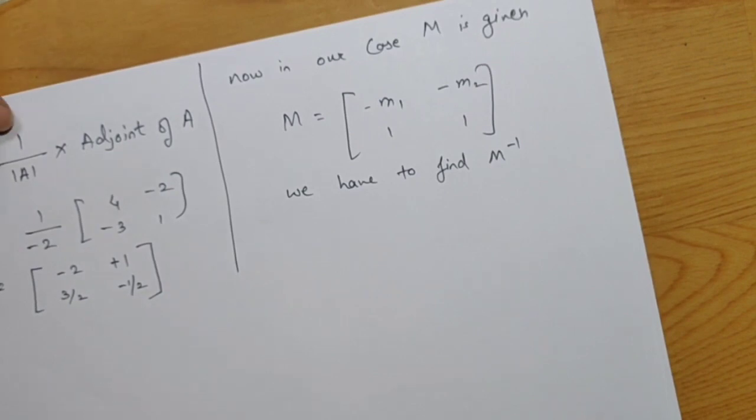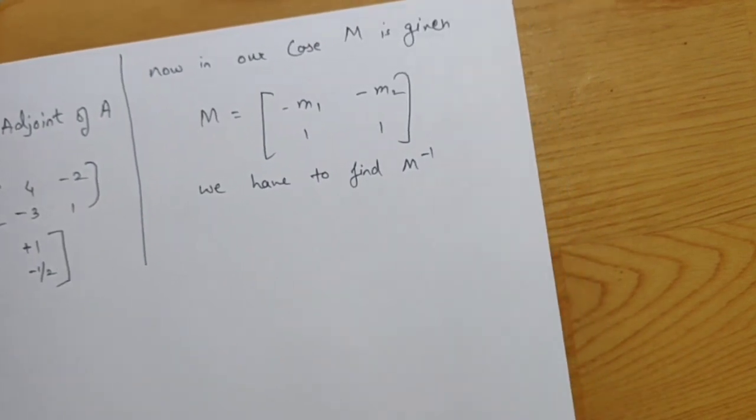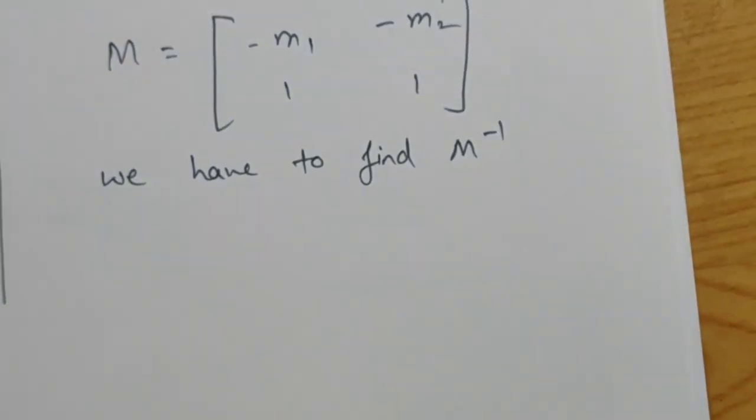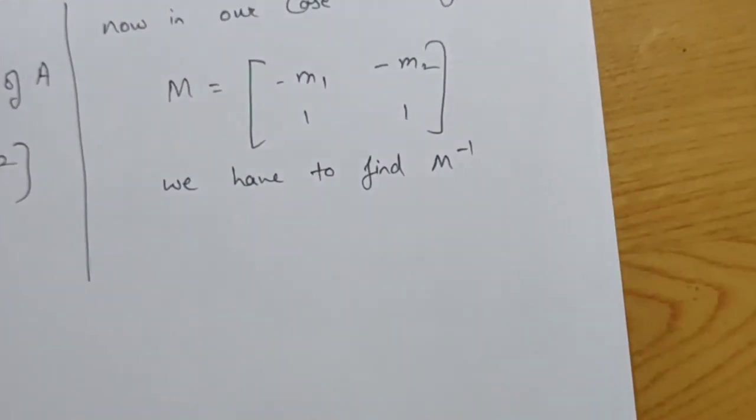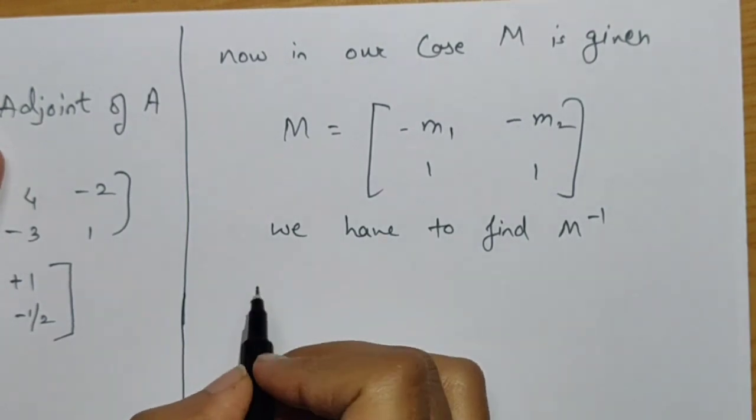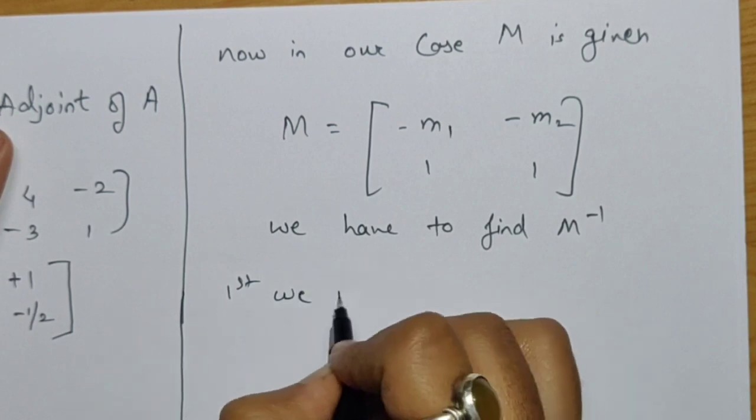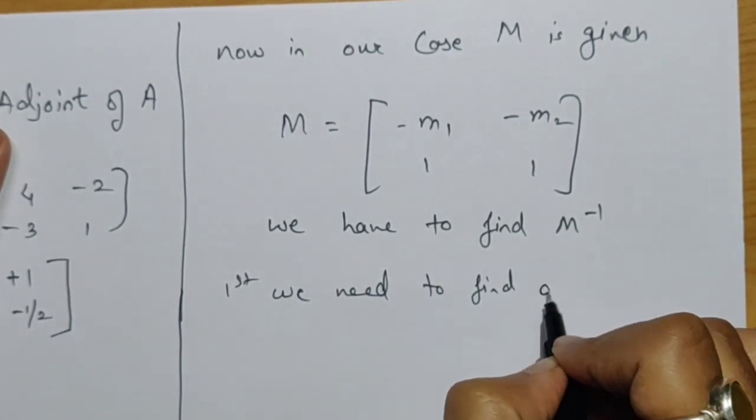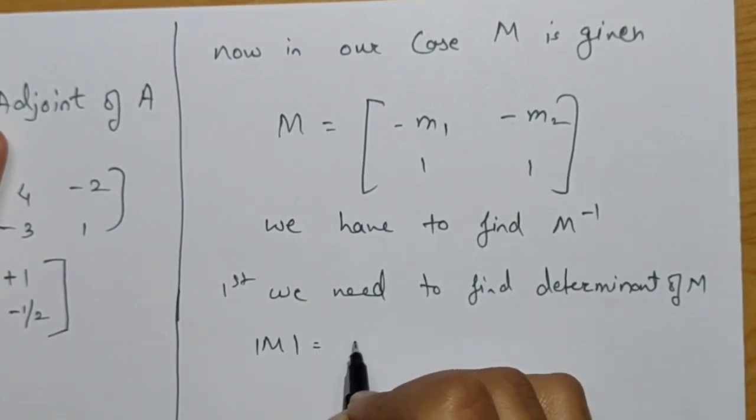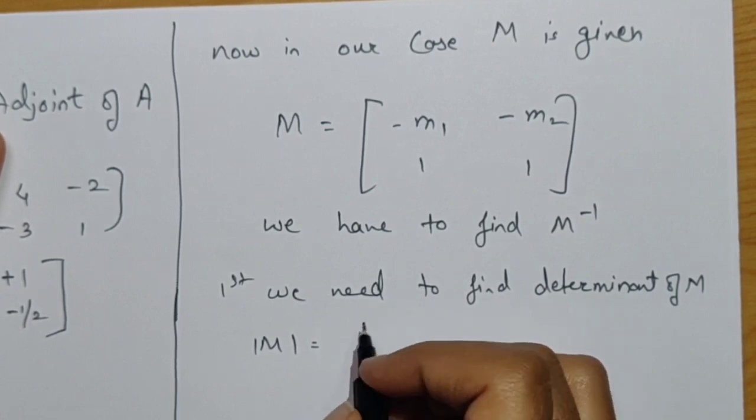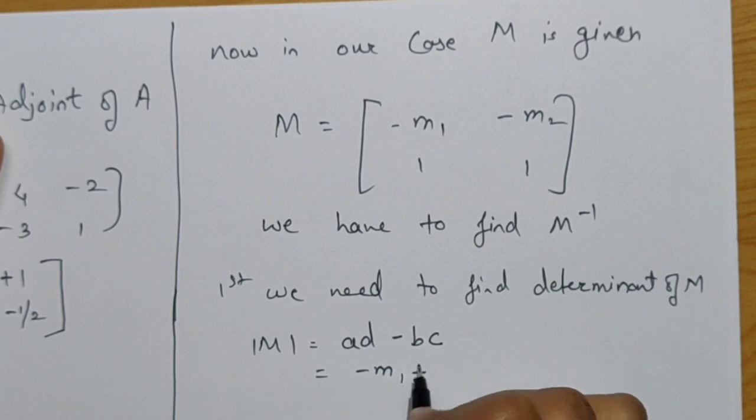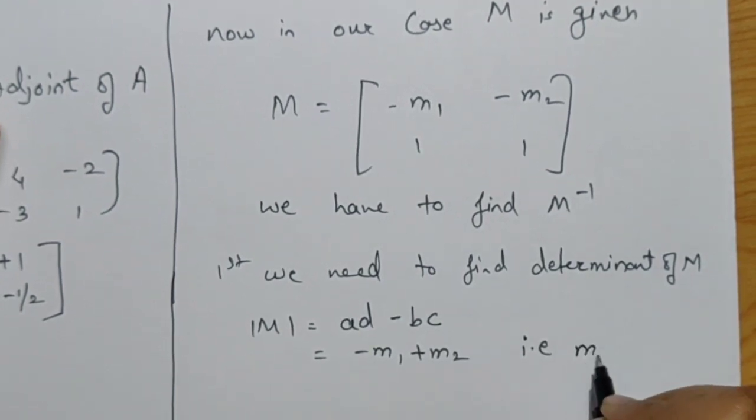So how will we find the M inverse? First we have to find the determinant. Whatever steps we did, the same we have to do for this M. So now we have to find the determinant of M. We already saw that the determinant is AD minus BC. In our case it will be minus M1 plus M2, that is, M2 minus M1.